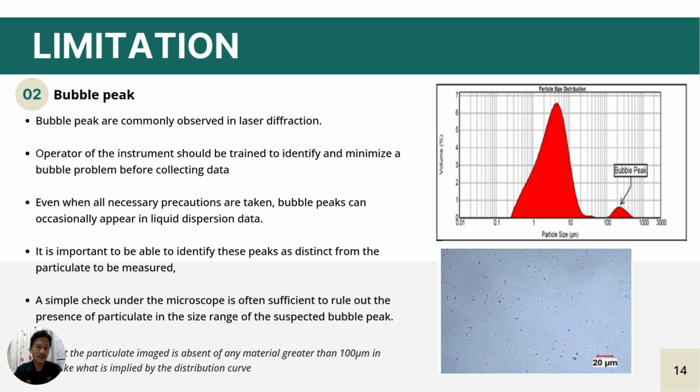A simple check under a microscope is often sufficient to rule out the presence of particulate in the size range of the suspected bubble peak. For example, here we can see there is a small peak above 100 micron. When we take the same sample and observe it under the microscope, there is no particulate over 100 micron. That means a bubble peak is present in the sample during the laser diffraction analysis.